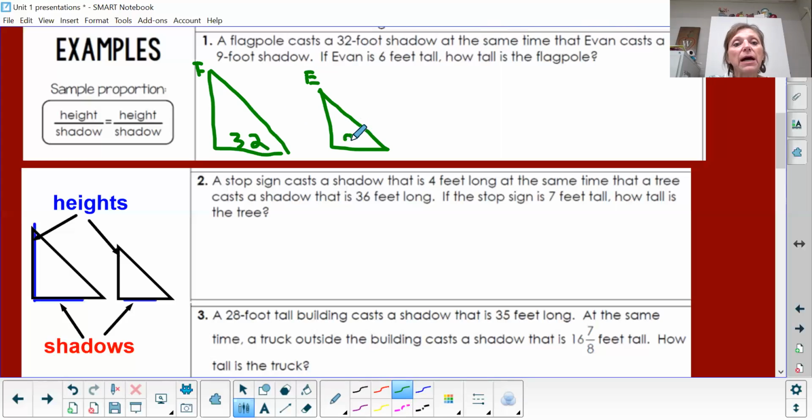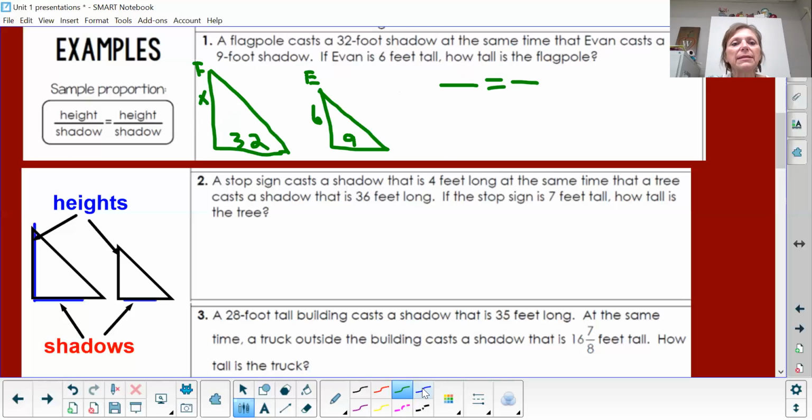Now, it's the same time of the day, because if you stand somewhere long enough and the sun moves, the shadow is not the same, and that wouldn't be proportional. If Evan is 6 feet tall, so that's his height. Tall and height, same thing. How tall is the flagpole? How tall represents X. So then you have to make a proportion.